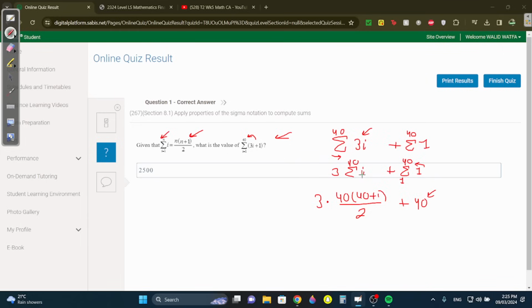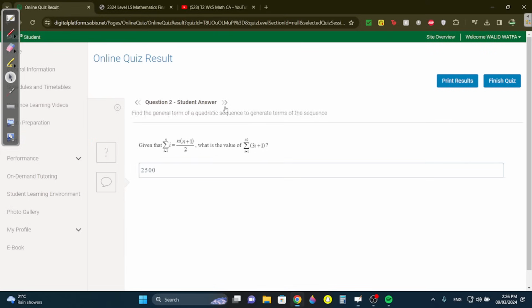And why I changed this into 40 plus 1 over 2 is because sigma i is n plus 1 over 2, and since our n is 40, it's just 40 plus 1 over 2. And we have that 3 outside. So you can just put this in the calculator and you'll get 2500. Question 2.